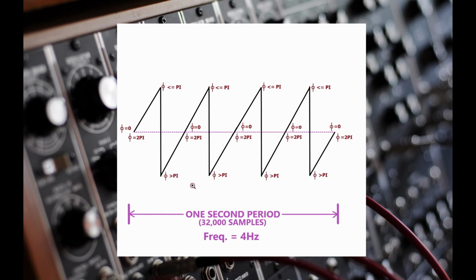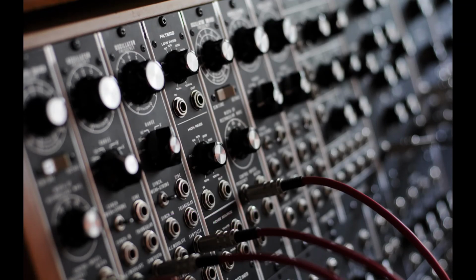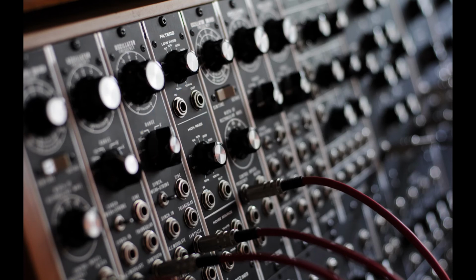We can keep increasing the frequency to cram more full saw wave cycles inside this 1 second period of 32,000 samples. But the more cycles we fit in that period, the less resolution we will have between each sample. The slower frequencies gradually change from one sample to the next, resulting in a smooth transition. The faster frequencies will change values quicker between the samples, causing more aliasing or stepping of the increments.